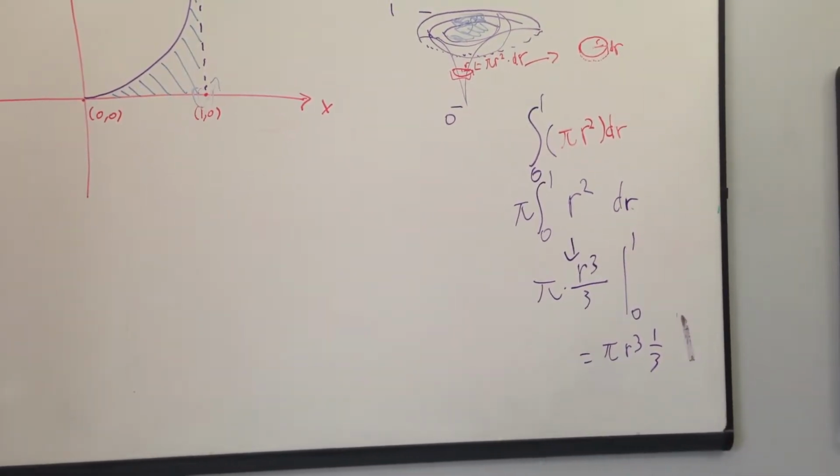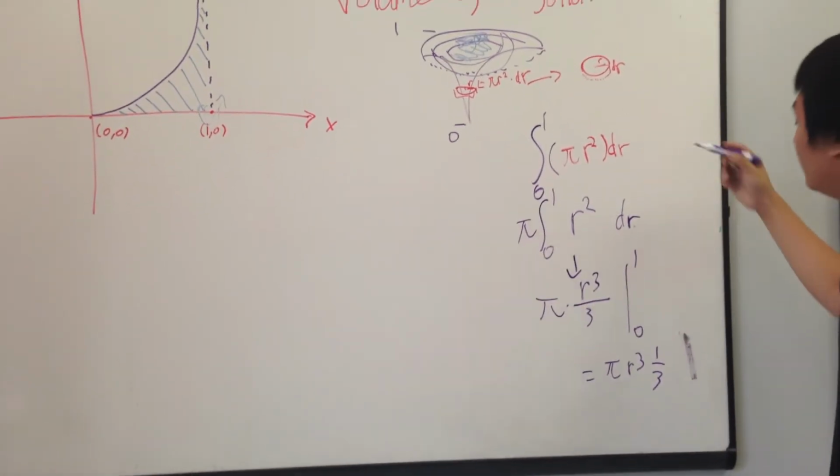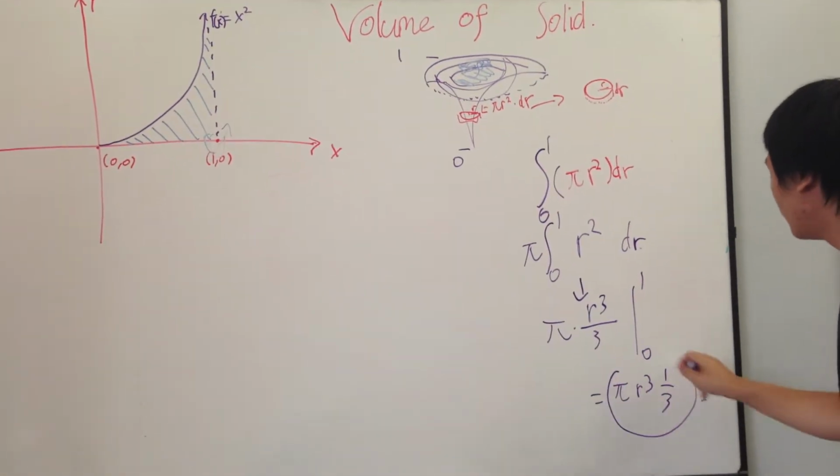And why is that important? Because this is a cone. And the formula of the cone is actually 1/3 pi r cubed.